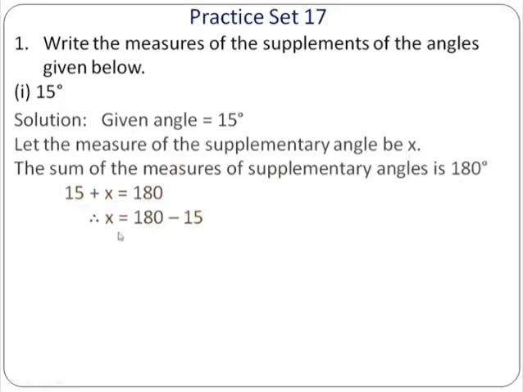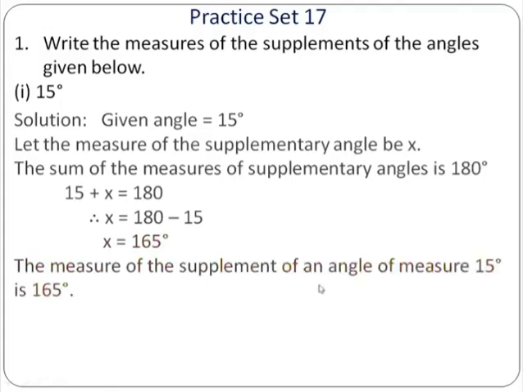Now we have to subtract 15 from the right hand side because it is in addition on the left hand side. Now 180 minus 15 is 165. Hence the measure of the supplement of an angle of measure 15 degrees is 165 degrees.